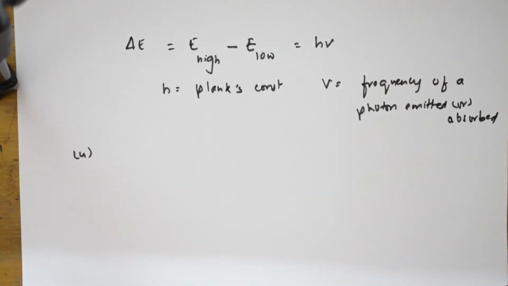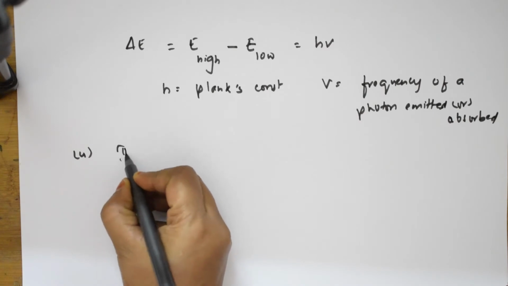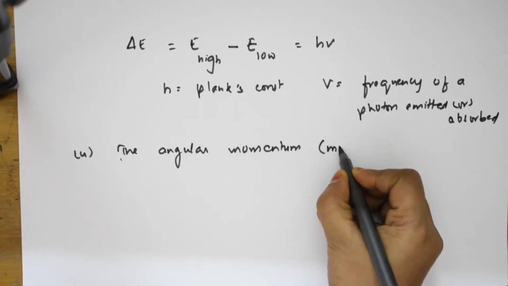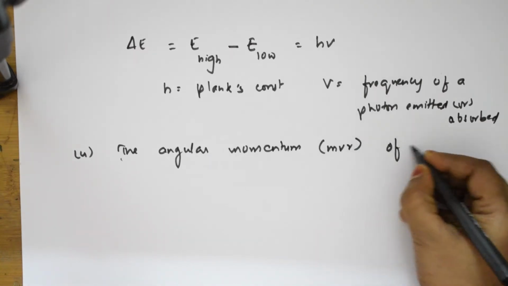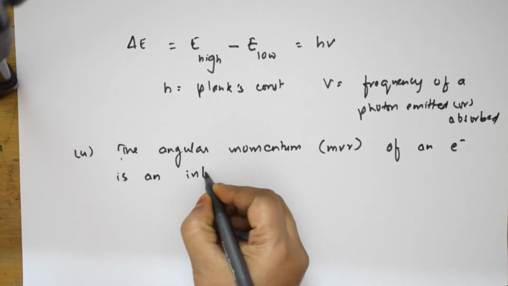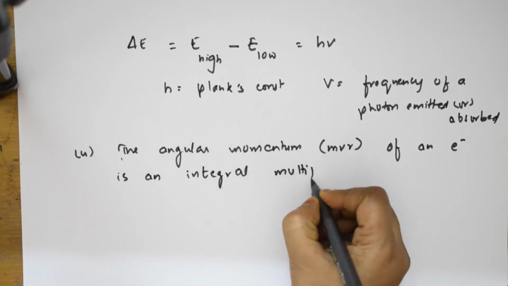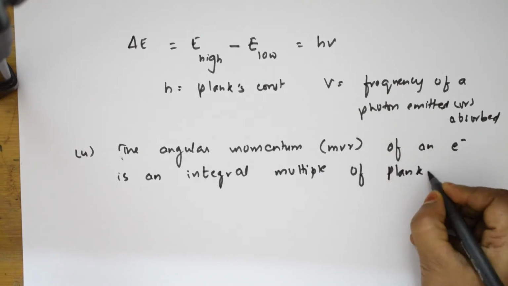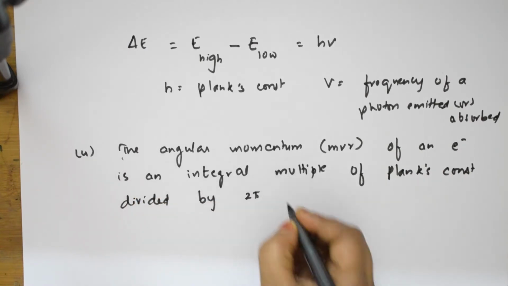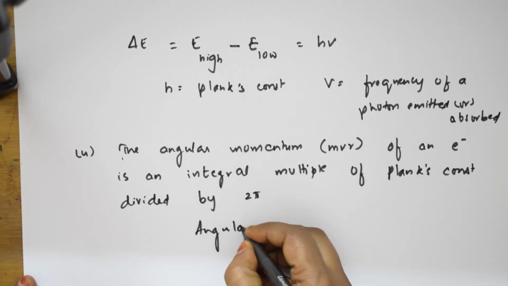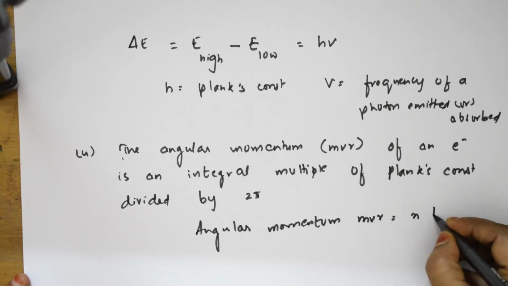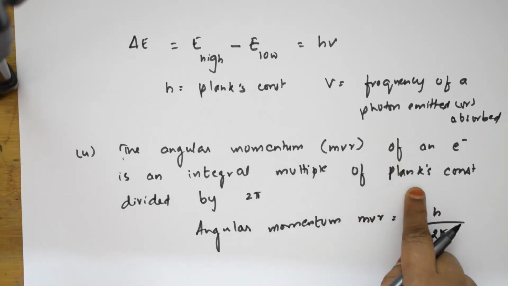So now this angular momentum, when the electron is revolving in circular or fixed orbits, the angular momentum, that is mvr of an electron, is an integral multiple of Planck's constant divided by 2 pi. That means the angular momentum of that electron is denoted by mvr, which is equal to nh by 2 pi. We wrote that it is an integral multiple of Planck's constant divided by 2 pi.